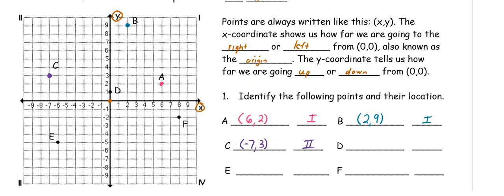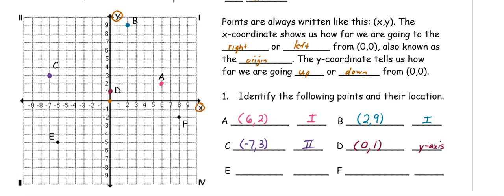D is right here above the origin, so it didn't go anywhere left or right, so the x-coordinate is going to stay as a 0. It did go up 1 though, so our y coordinate is 1. So we have 0, 1. This time it's not in a quadrant because it's on that axis that's vertical. So this time we're going to say that it's on the y-axis.